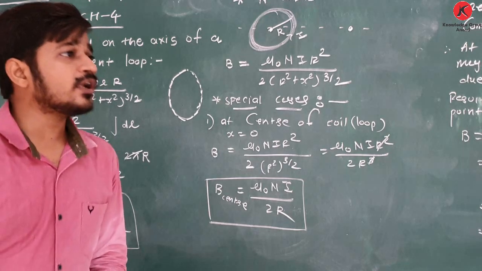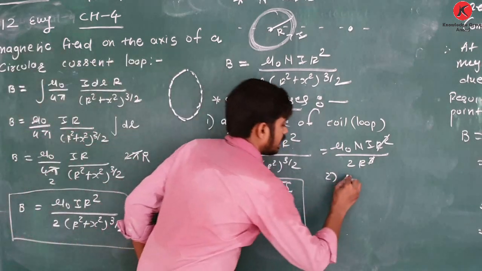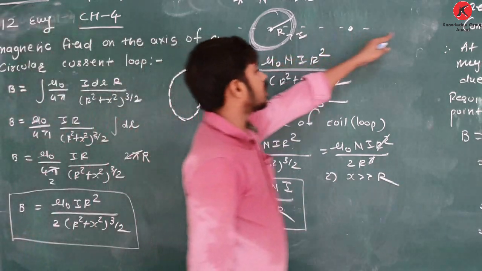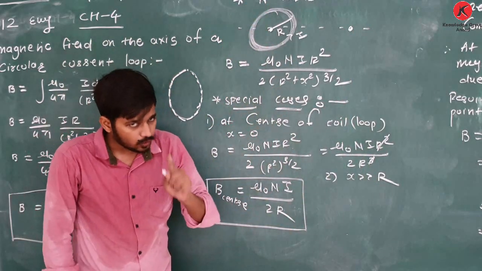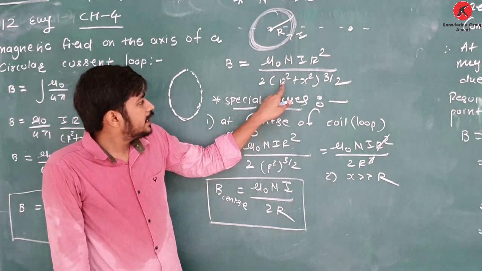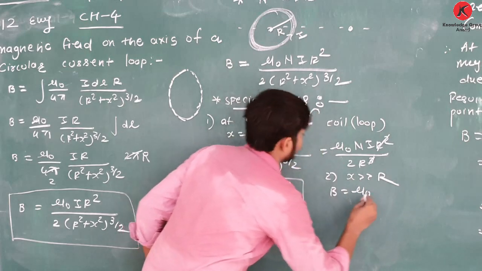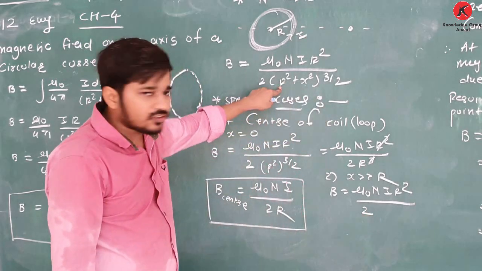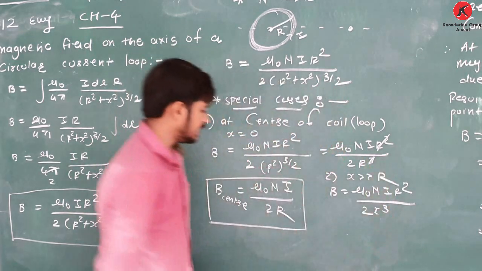Yes, we can also find one other equation. Which equation? If x is very much greater than r, which means this point P is at a very large distance compared to its radius, then see what you have to do. As x is much greater than r, in the denominator you can ignore r. Then B is equal to μ0 n I r² upon 2. If you ignore r with respect to x, then (x²)^(3/2) is x³.